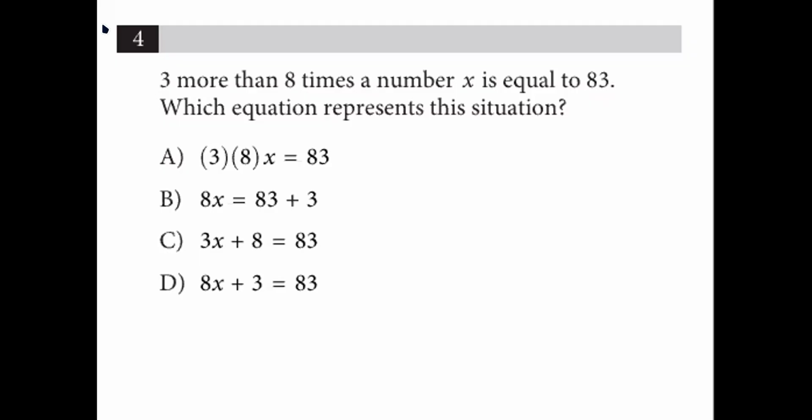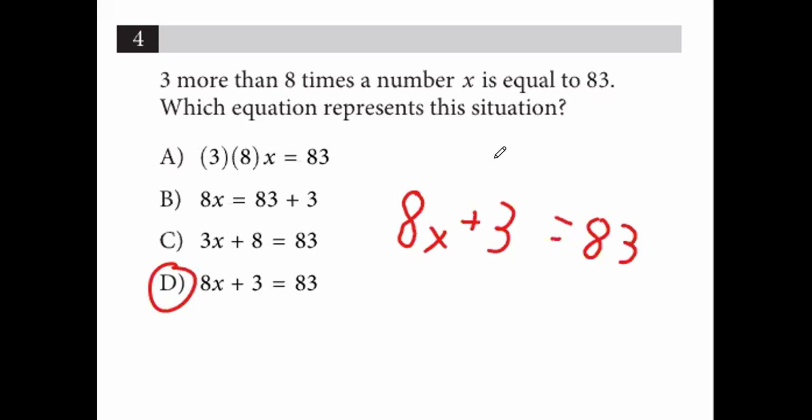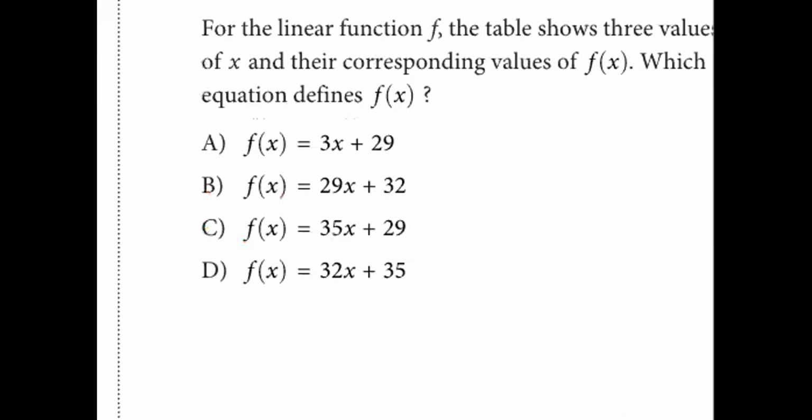Okay, so for question 4, 3 more than 8 times the number x is equal to 83. So we know that it must equal 83, and we know that 3 more than 8 times the number x. So we have 8 times the number x, and we have 3 more than that, so plus 3 is equal to 83. So answer choice D. 8x plus 3 equals 83. Okay. 5.